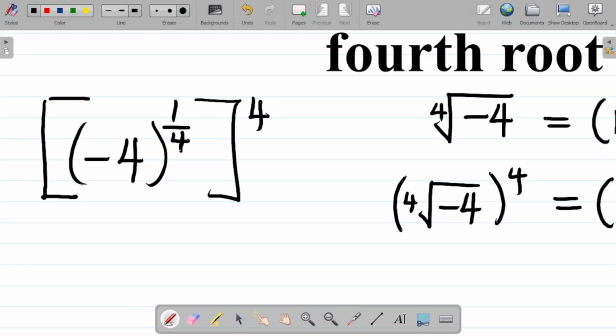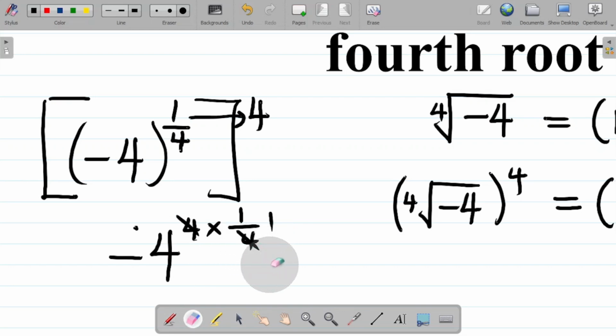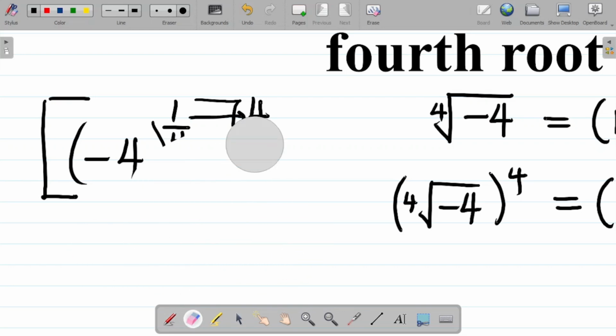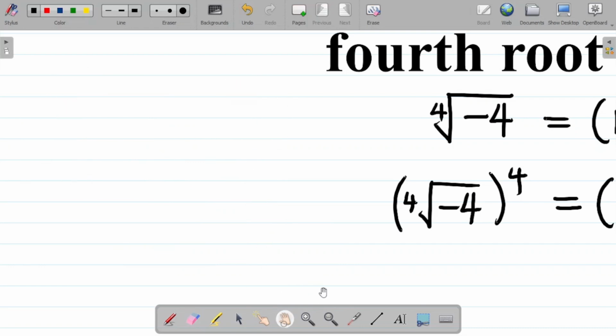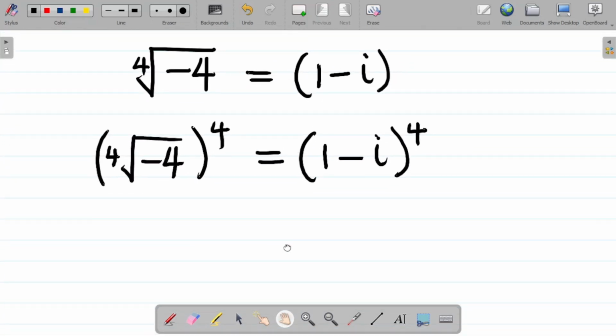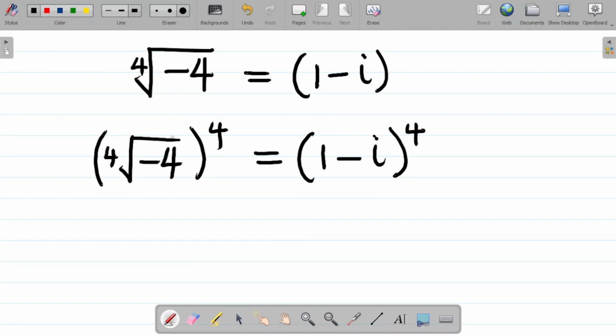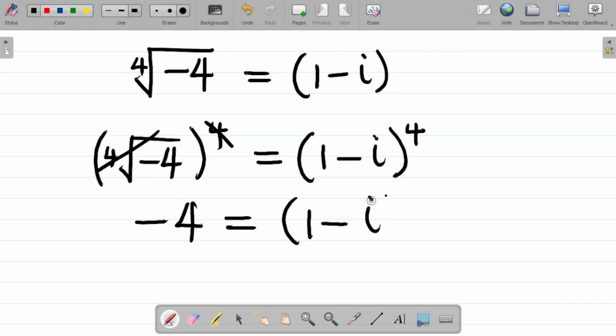So if you now raise this to power 4, it means this to power 4. And what does this mean? This means that 1 over 4 will multiply 4, and that becomes minus 4 to power 4 times 1 over 4. From here, this cancels this. You have to power 1. So this gives you your answer as minus 4. We could still say from here that power 4 will cancel fourth root. So you have that minus 4 is equal to 1 minus I to power 4.